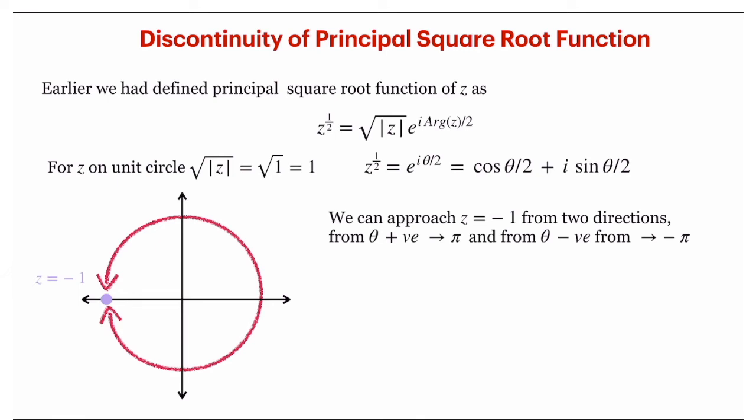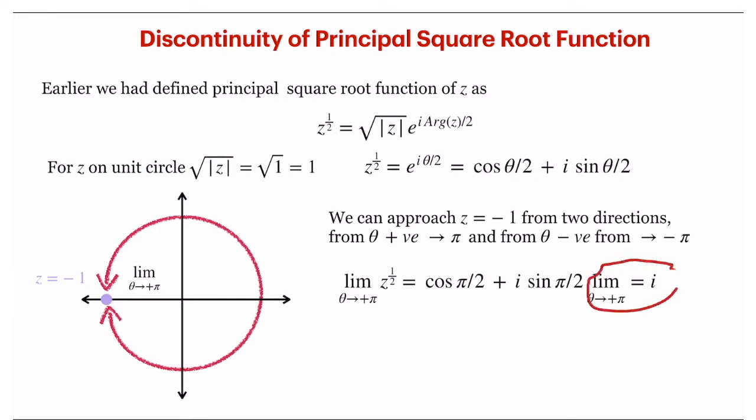So we can approach the negative real axis from two directions: the positive theta direction, that is coming from the positive y-axis, and the negative pi direction, that is coming from the negative y-axis, and see what happens in each case. Let's first take the case of theta approaching pi from the positive side. Then we have the limiting value of the square root of z as theta goes to pi: cos pi by 2 plus i sin pi by 2. This value is equal to i. So the cosine is going to be 0, and from pi by 2 the sine becomes 1, and then we have i.